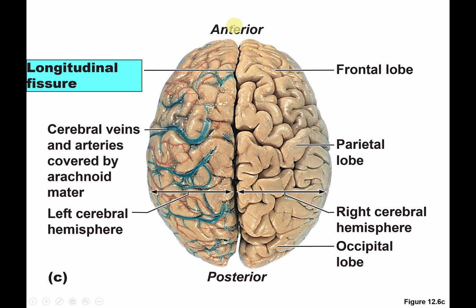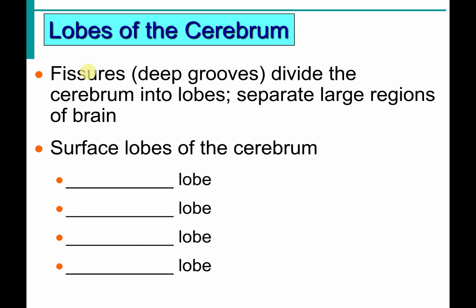This would be considered what kind of a section? Do you remember? This would be a sagittal section. This is called the longitudinal fissure. But there are other fissures in the brain. Remember, these are deep grooves that separate the cerebrum into lobes.